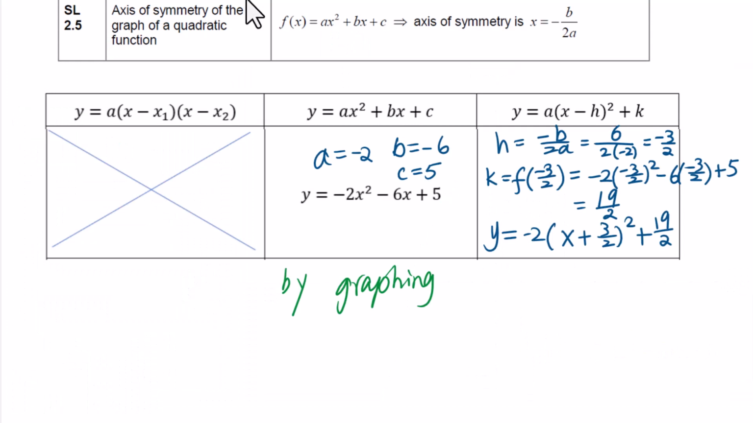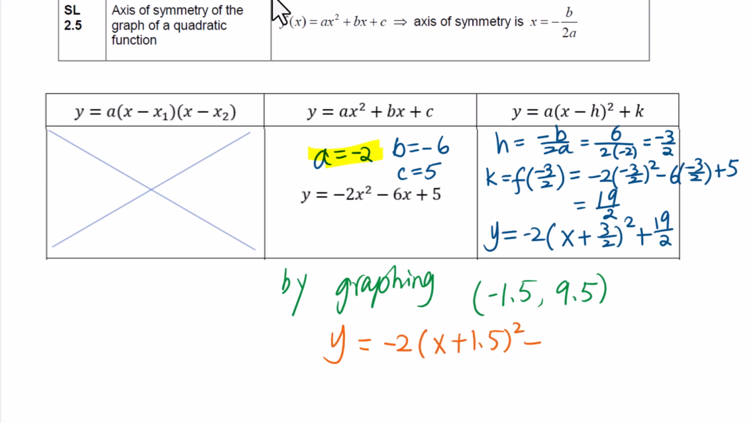By graphing, we figured out -1.5 and 9.5 is the vertex. We are given a equals -2. So we can write down the vertex form: -2 times (x plus 1.5) squared plus 9.5. We got the same answer.